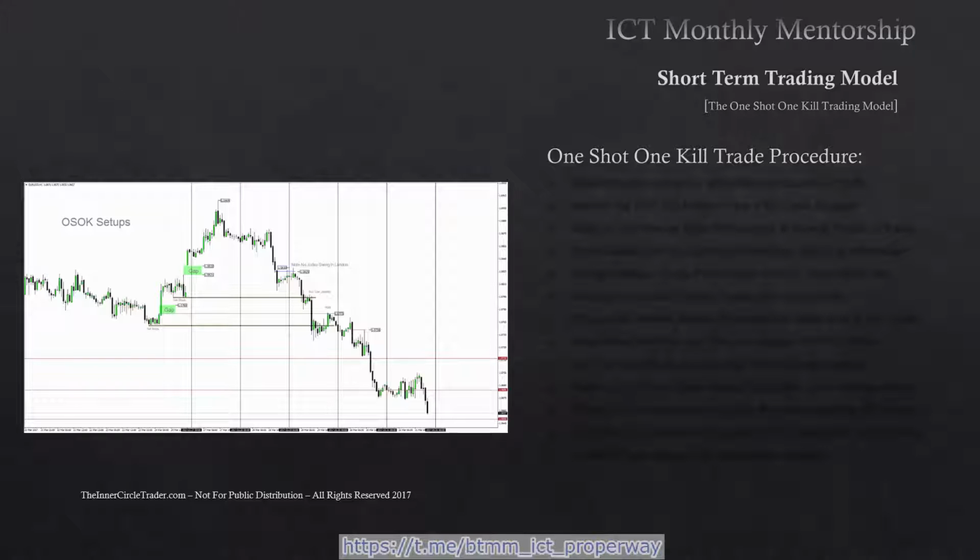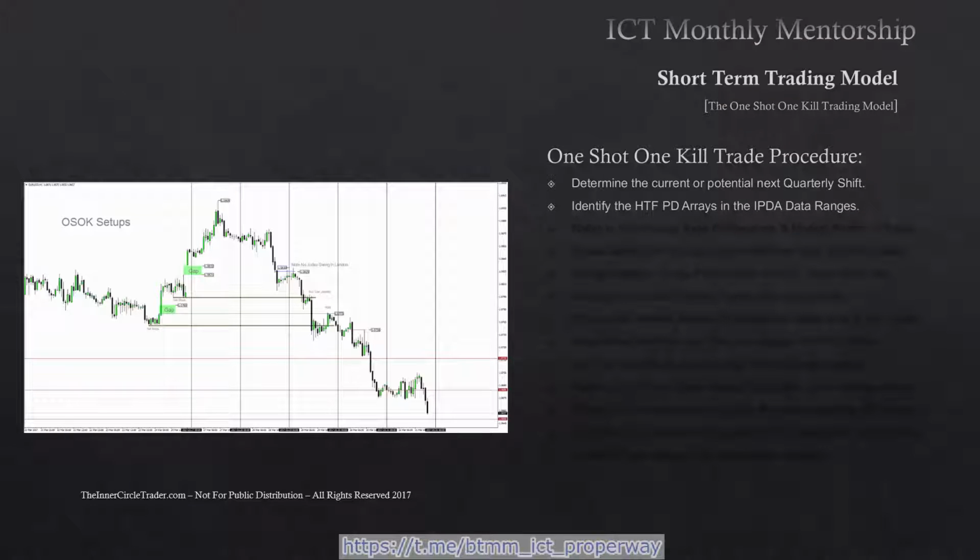And by the time you end this mentorship, you'll know everything there is to know about ICT concepts and how to apply it. But the first thing we do when we look at our market, and we're going to use Eurodollar as our example, we're going to determine the current or potential next quarterly shift. Remember that? We talked about that in January.